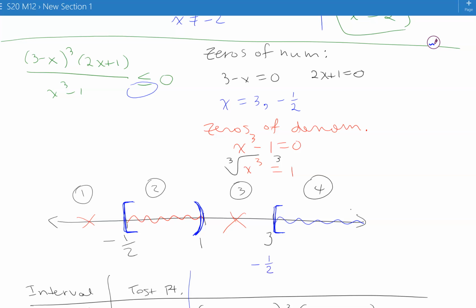So your interval notation is -1/2 to 1 with a square bracket on the -1/2, curved bracket on the 1, union, square bracket 3, comma infinity. So this is your interval notation, and this is your graph of the solution set.